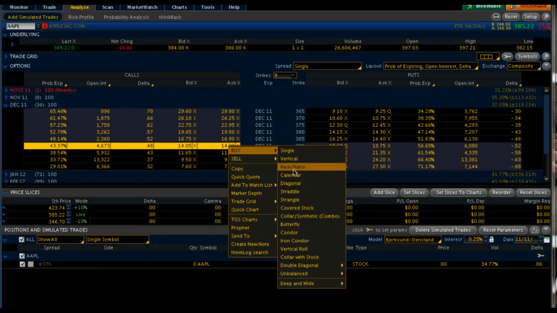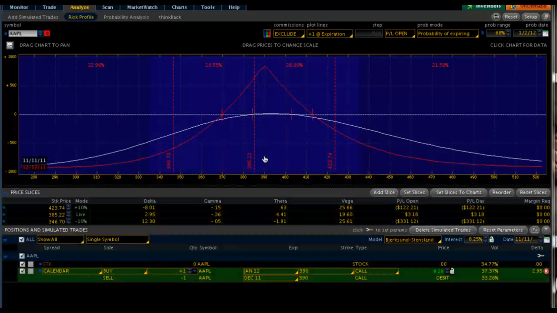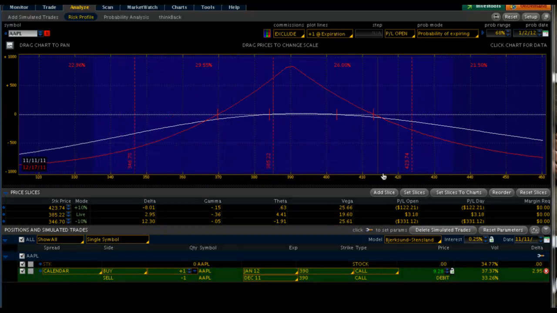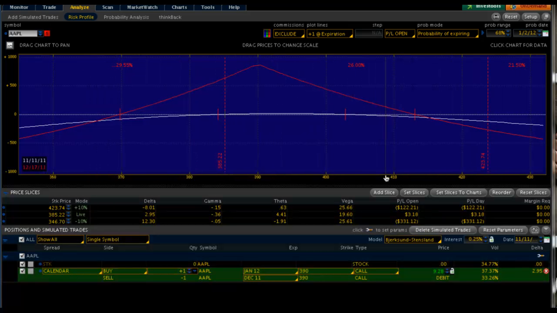Okay, if you want it, a calendar spread is basically you're buying a call in January at the $390 strike, but you're also selling a December at the 390 strike. Okay, and if you look at this, as you can see, you're not just totally.